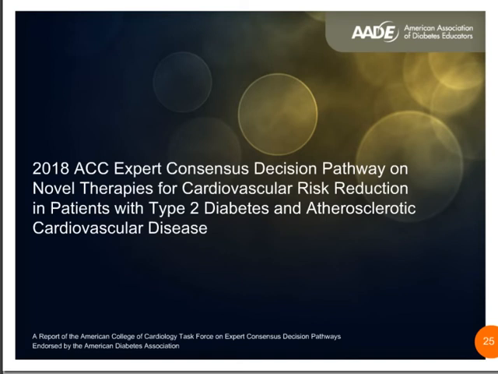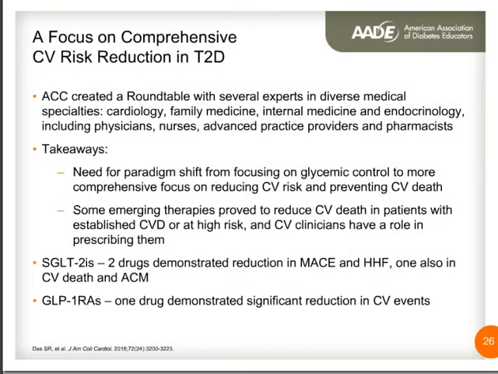And so, because they see the type 2 patients who've had events or are at high risk for experiencing an event, ACC came together and published their expert consensus decision pathway on therapies for cardiovascular risk reduction in patients with type 2 and atherosclerotic cardiovascular disease. This was published at the end of last year. And given the findings that we discussed, they have also provided an algorithm, which I will show you on the next slide. We won't need to go into things in as much detail because we've really covered the evidence behind it.